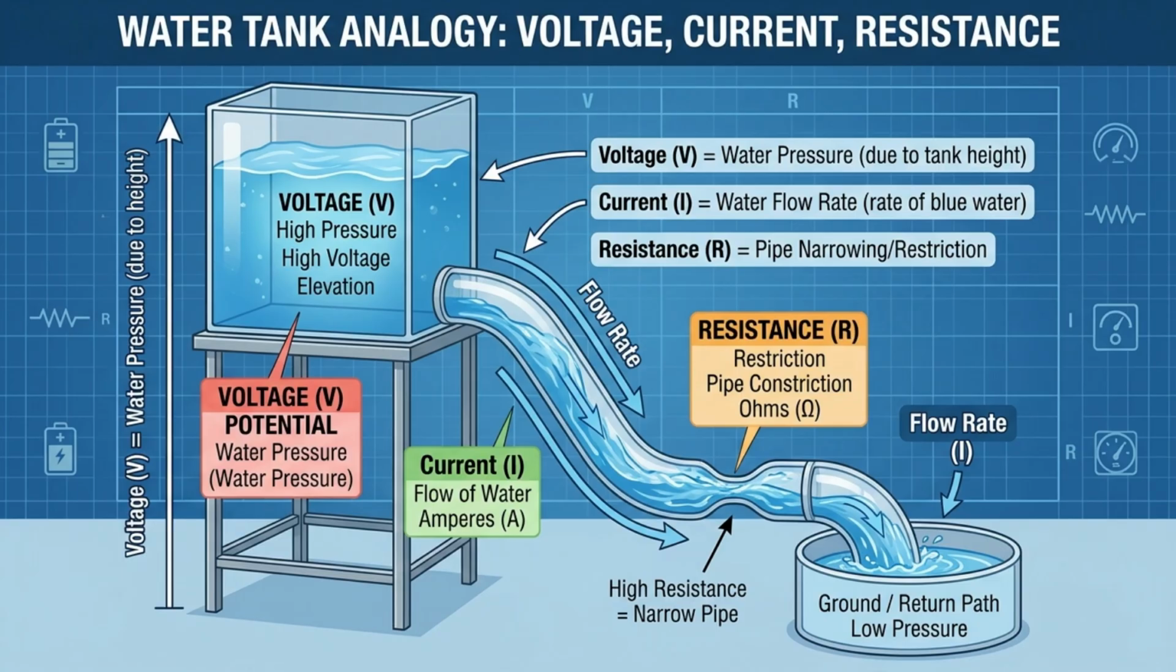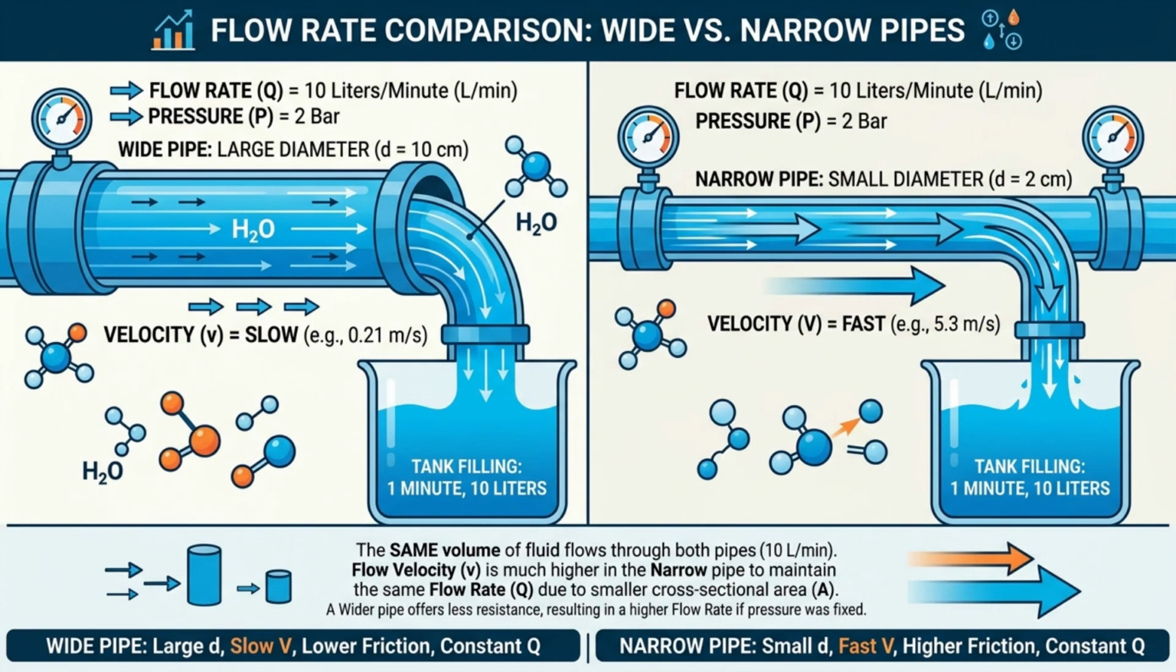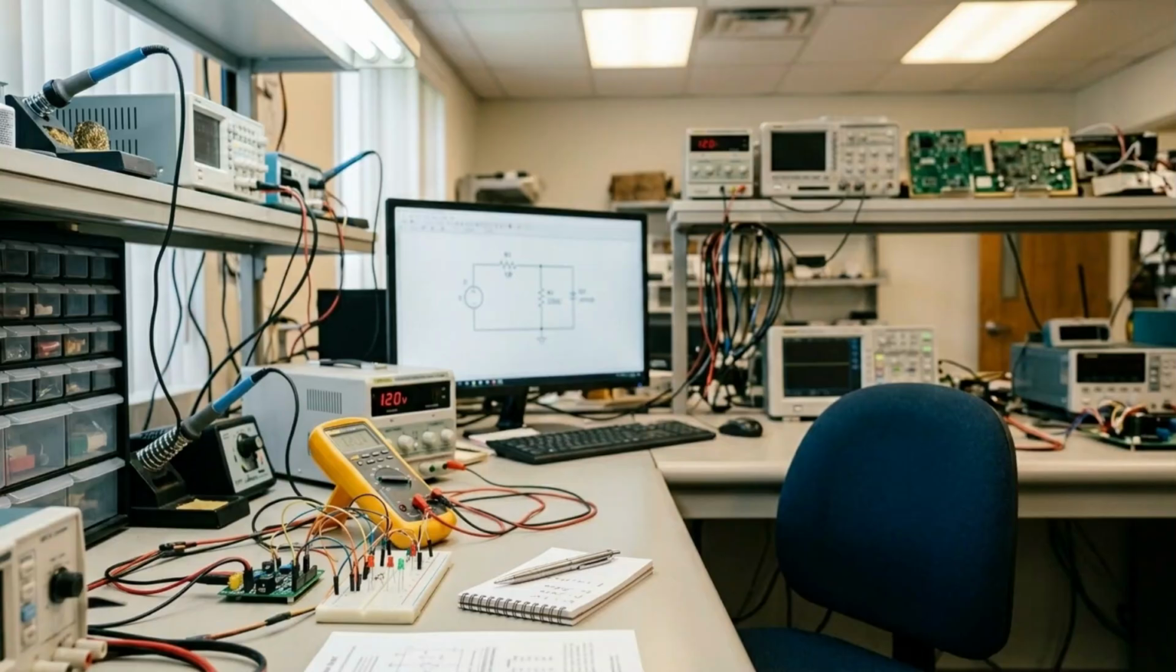A narrow pipe restricts flow, while a wider pipe allows more water to pass. If you increase the water pressure while keeping the pipe unchanged, the flow rate increases. If you keep the pressure constant but make the pipe narrower, the flow rate decreases. This behavior is exactly what Ohm's law describes in electrical circuits. Although electrons and water are very different physically, the analogy helps build intuition for understanding the relationship between voltage, current, and resistance. Ohm's law is used constantly in engineering practice.